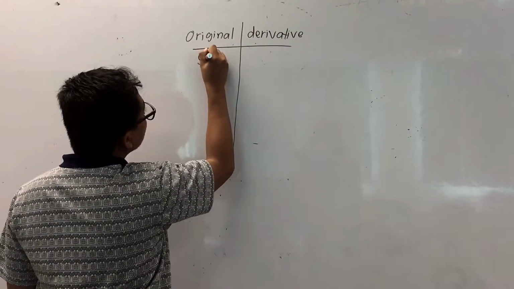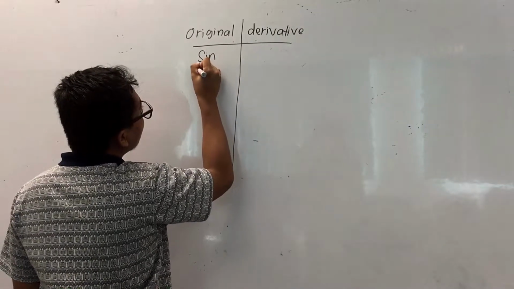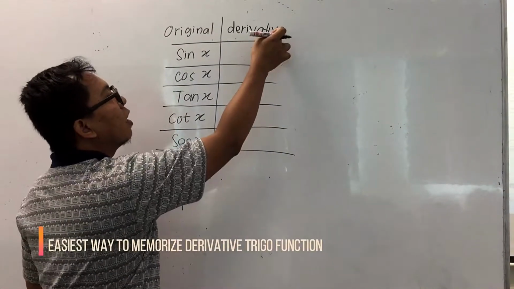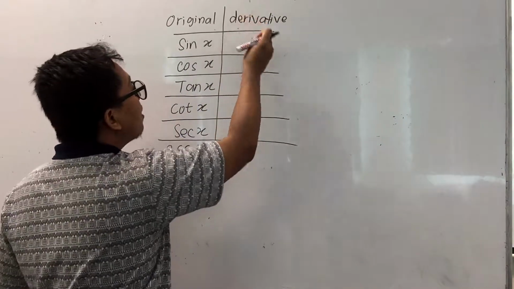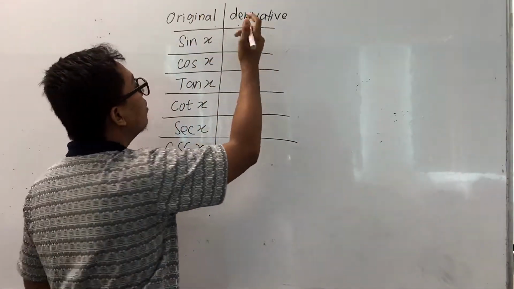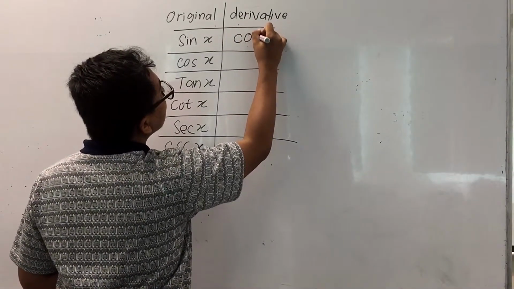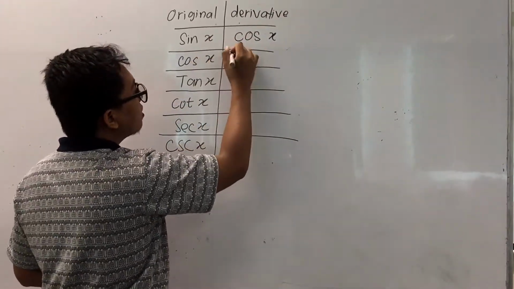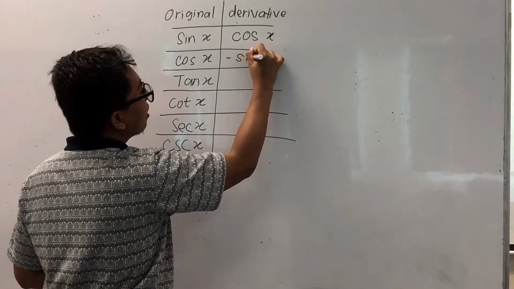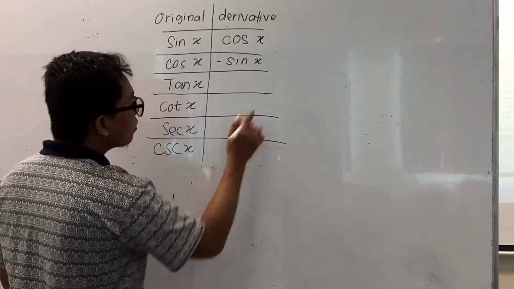Right? According to the ones that you find hardest to remember, sine and then cosine. How are we going to write the derivative of the original? First of all, the most common one that you remember is for sine, the derivative is cosine x, and for cosine, of course, it is negative sine x. Okay, from this, how are we going to write?